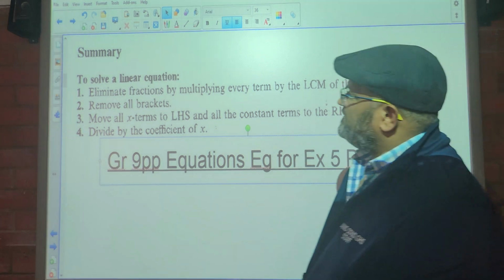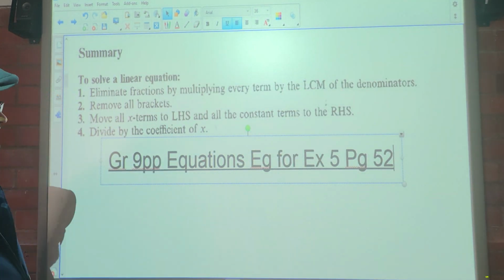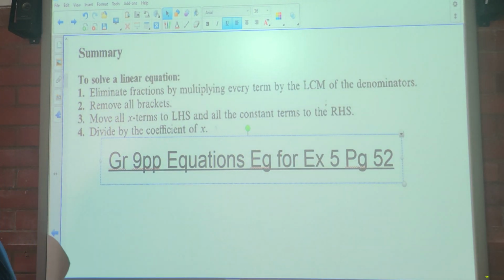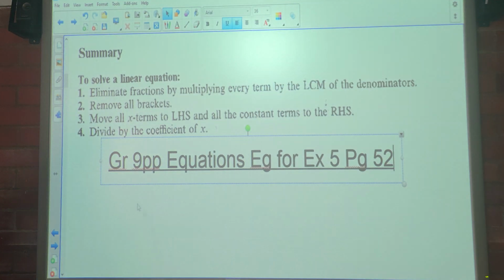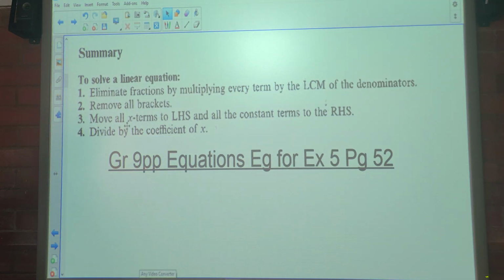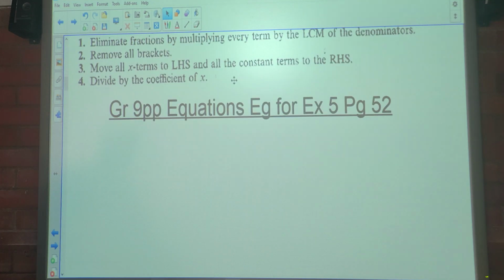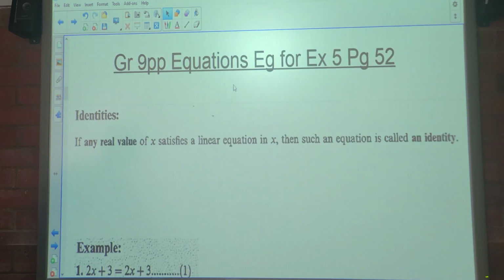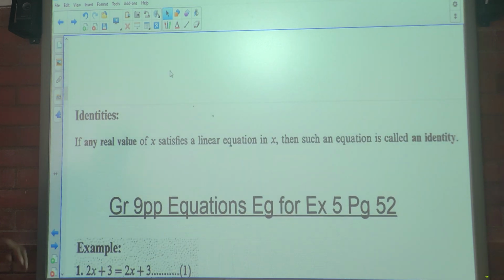Okay. So to solve a linear equation, that was the last note that we made in our previous lesson. We said that to solve a linear equation, you eliminate the fractions by multiplying every term by the LCM of the denominator, remove all brackets, move all x's to the left hand side, the constants to the right hand side, and then divide by the coefficient of x. Now we're going into identity. If any real value of x satisfies a linear equation in x, then such an equation is called an identity.